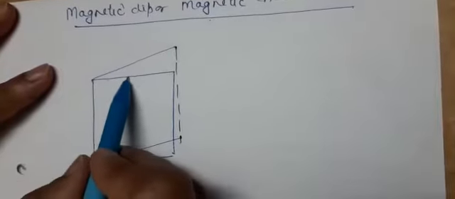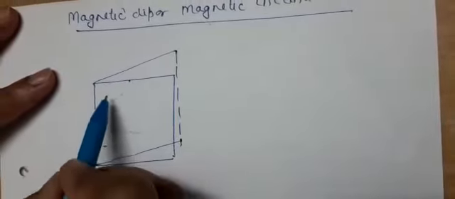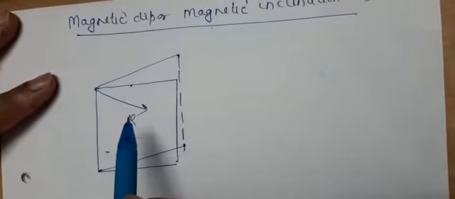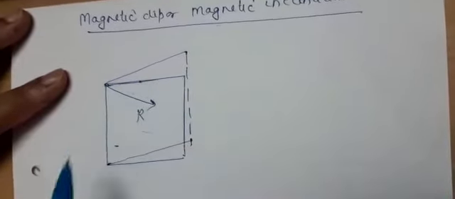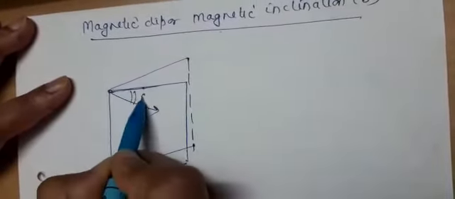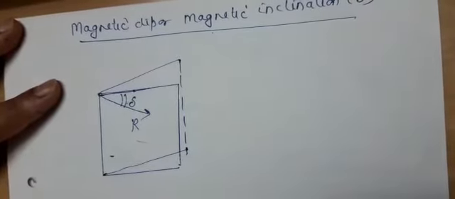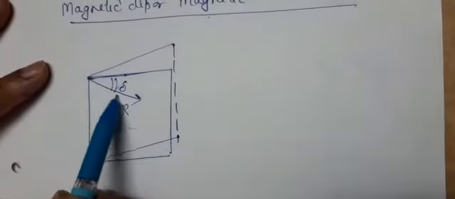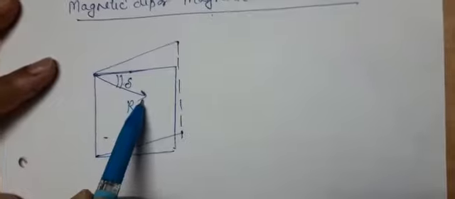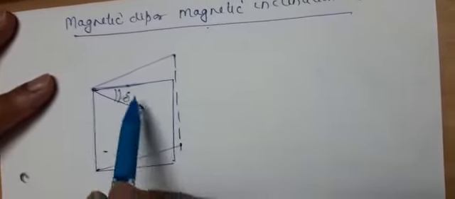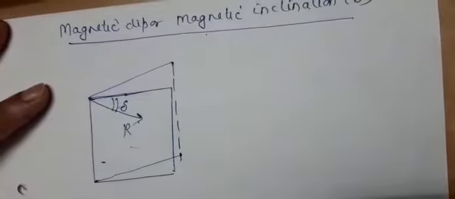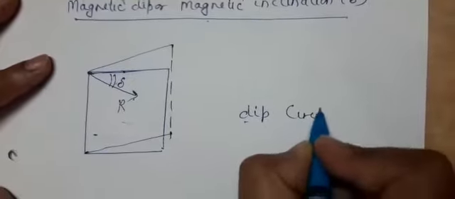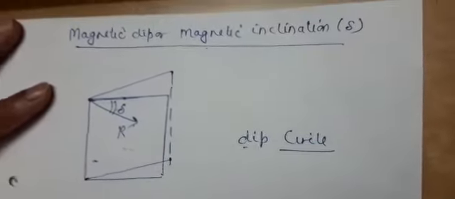Now this magnetic dip is defined as the angle which the direction of total strength of Earth magnetic field makes with the horizontal line in magnetic meridian. That means this particular angle is magnetic dip or magnetic inclination, right? That means the angle which total strength of Earth magnetic field subtends or makes with the horizontal line in magnetic meridian. We just have to know its definition only, as it is measured by dip circle.